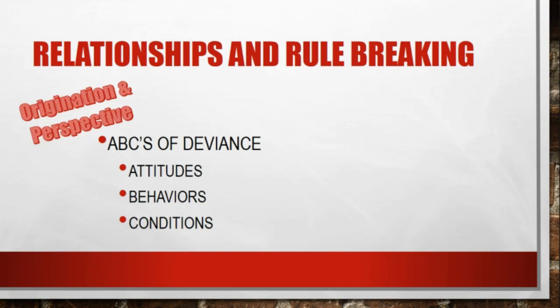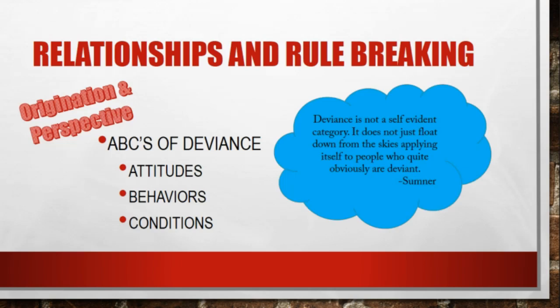The deviance of some attitude, behavior, or condition cannot be determined simply by examining it closely and objectively. There is nothing that is considered deviant by every single person. The authors pick out a very good quote to talk about this, by Sumner, who said that deviance is not a self-evident category. It does not just float down from the skies, applying itself to people who quite obviously are deviant. Overall, there is no universal definition to say this particular action is deviant.